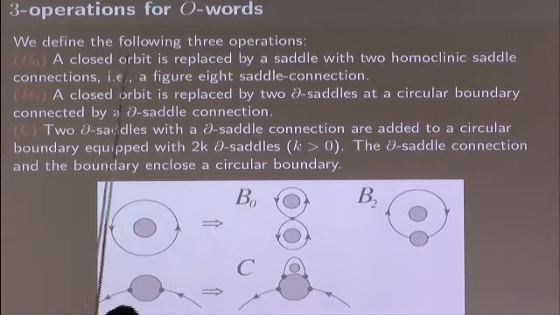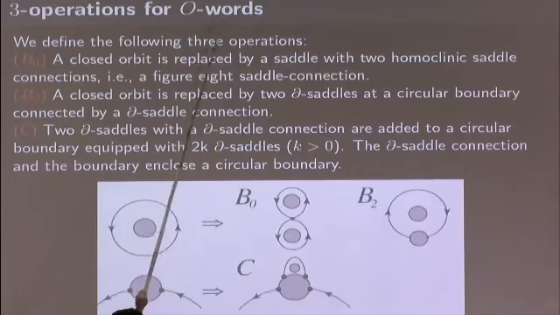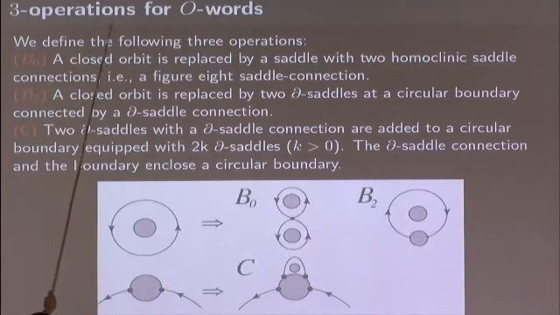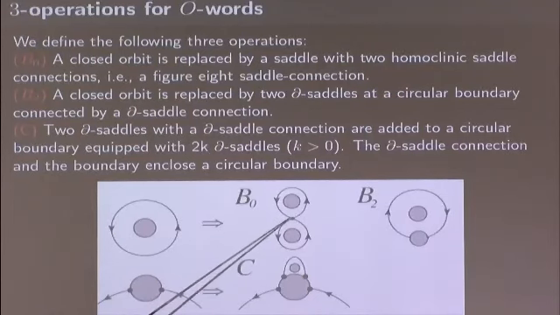And now we start to describe the words. All words is the representation for the Hamiltonian vector field. So all words have just three operations: B0, B2, C. So B0 is, first we consider a closed orbit, and we replace it with the figure 8 saddle. And so this is B0.